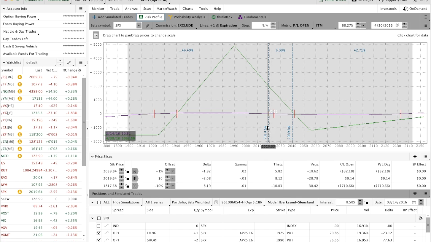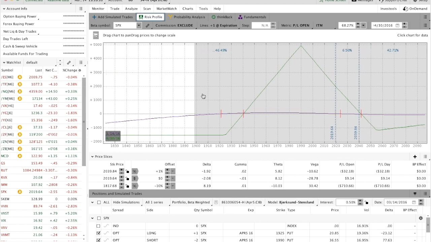So the position as it sits at the close today, that's this price slice right here. We have a delta of negative 2.08, and this is an SPX, gamma negative 0.01, theta is $8.12, Vega negative 28, and an open profit of about $9. So nothing to get too excited one way or the other there.